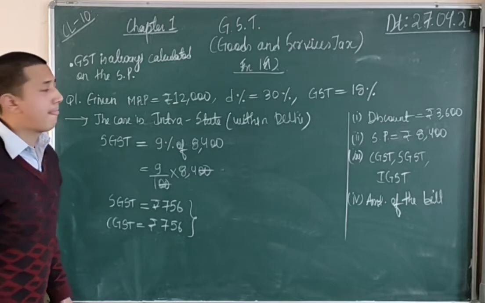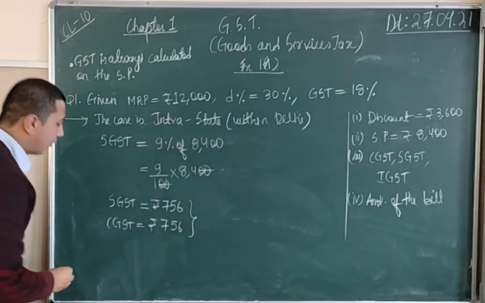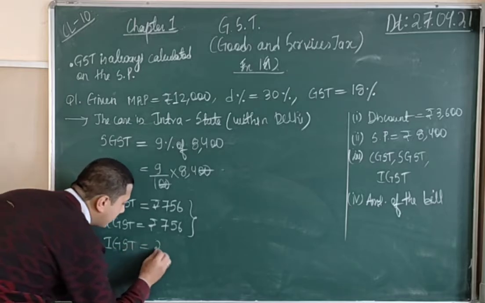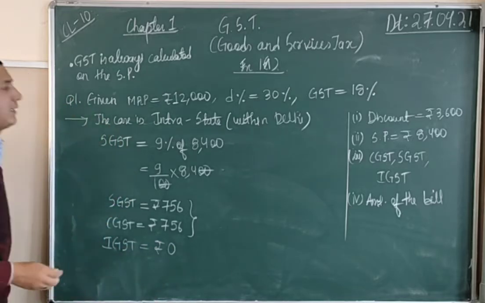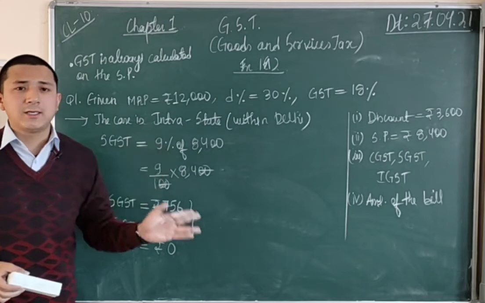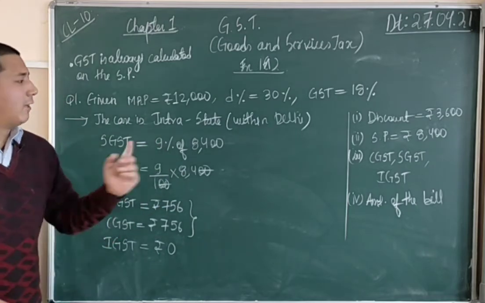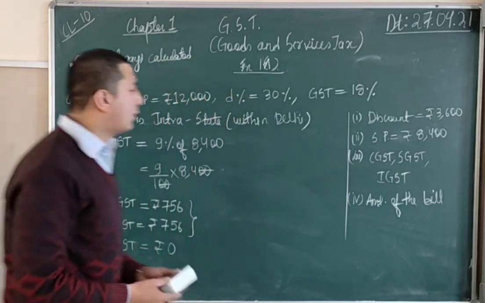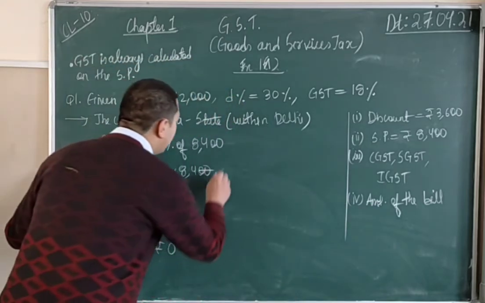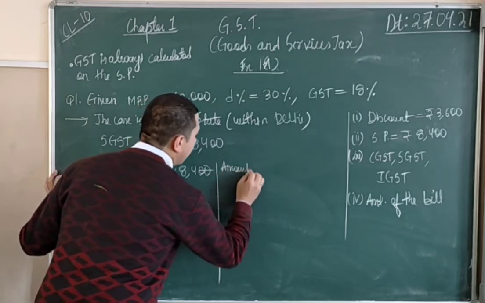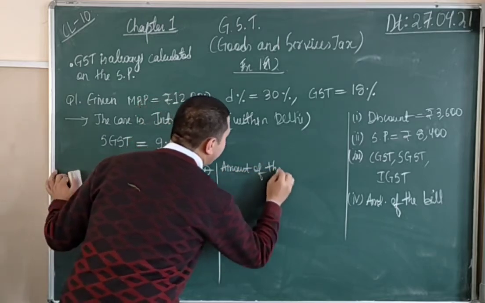Am I clear? Now comes IGST. So what is your IGST? IGST out here will be 0, because IGST is calculated only in interstate transaction. Am I clear? So IGST will be 0. And now finally I have to find the amount of the bill. What will be the amount of the bill?